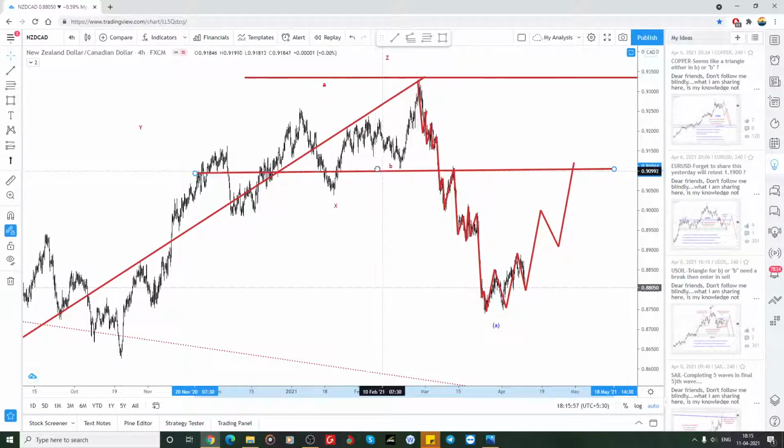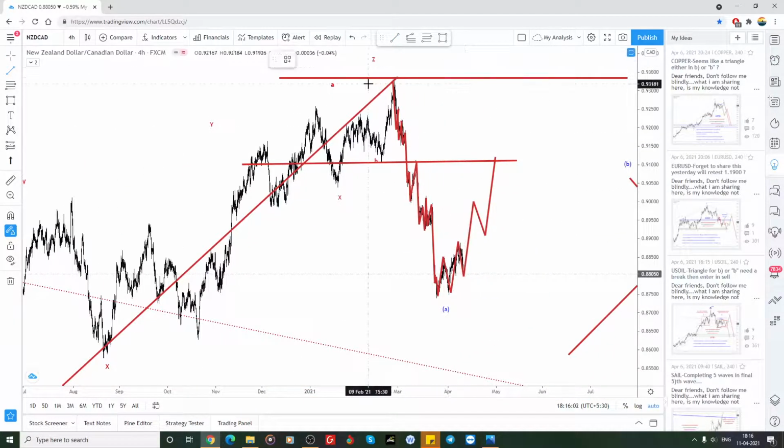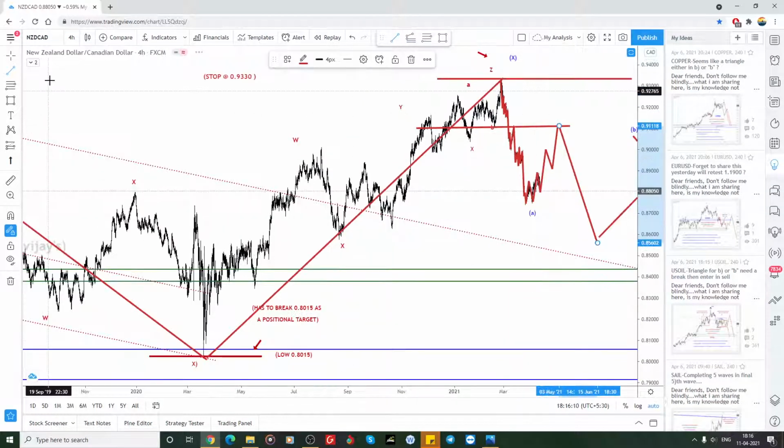within this zone I'm expecting to short with the stop loss of this. Exactly, we need to place the stop loss here, and then again to the downside in New Zealand CAD, and my target is it has to break this 8015.